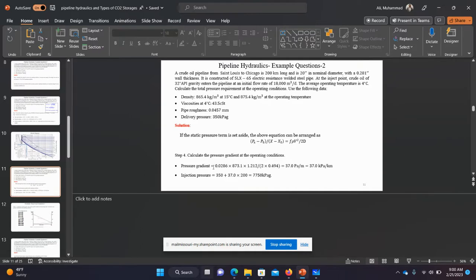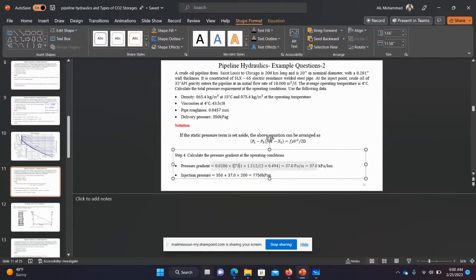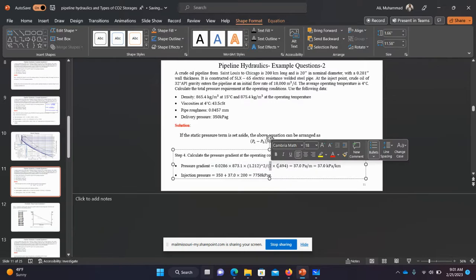So the friction factor we find is 0.028. We already had the density at 73.1, and this is the 1.121. But this has to be squared, so you need to square this one here. Once you square this and divide it by 2d, where this is 2 and this is the inside diameter, and do this calculation, you'll get the pressure gradient, which is 37 pascal per meter.